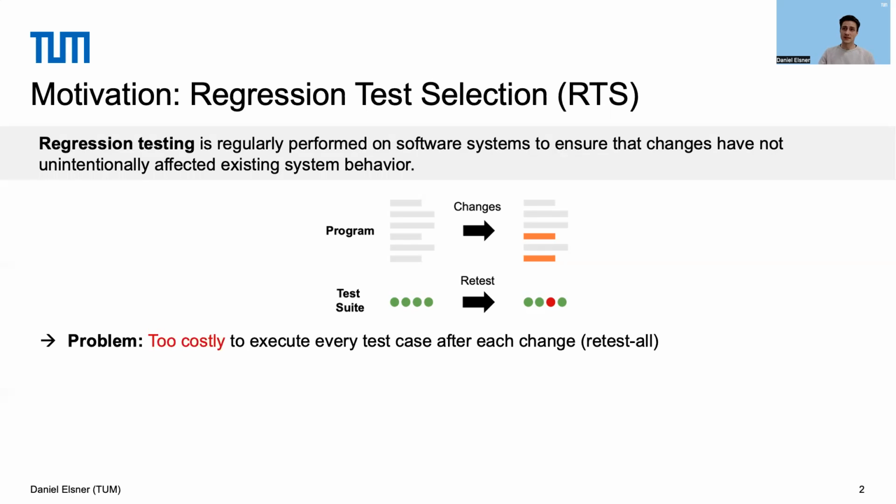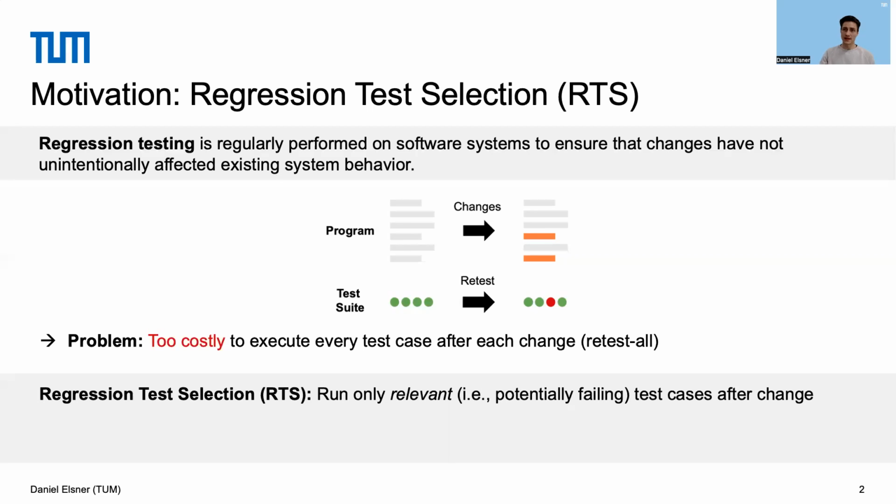The problem with this is that it gets too costly to execute every test after every change, specifically when the test suite grows and also when we have limited testing resources. Test selection or regression test selection tries to identify only the relevant test cases for the introduced changes and then execute only that subset of the test suite for those changes.